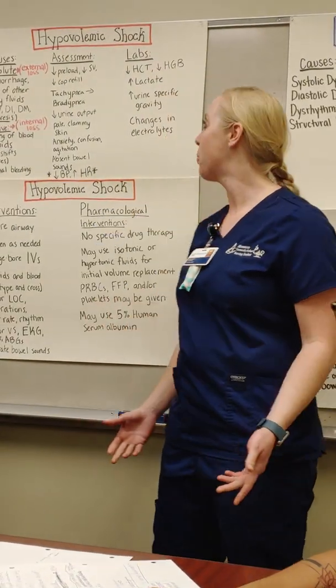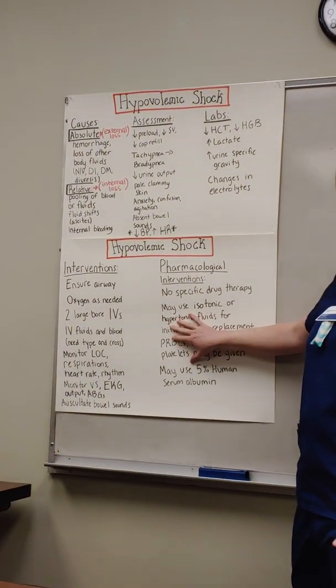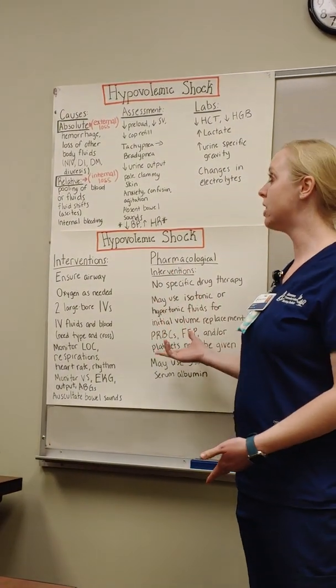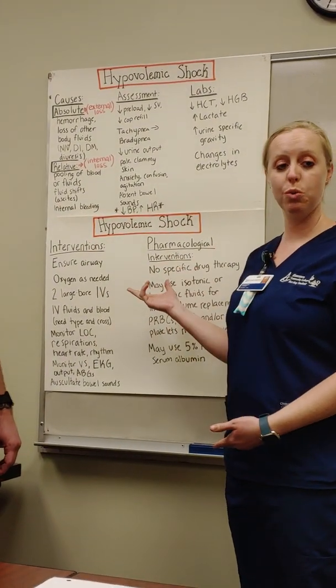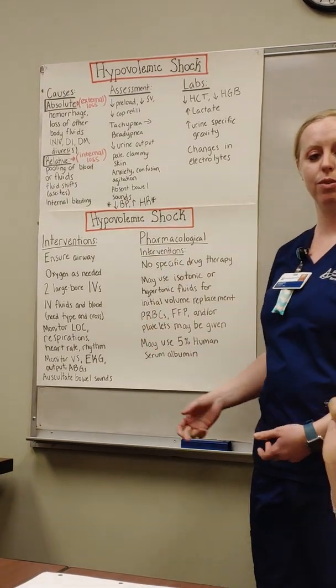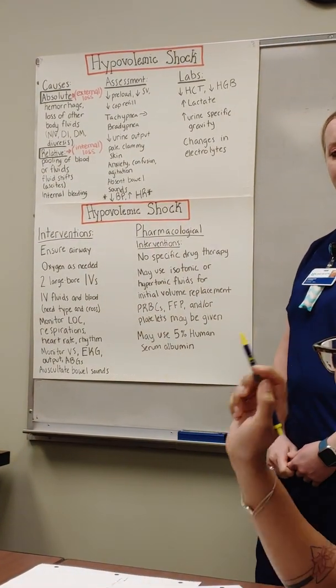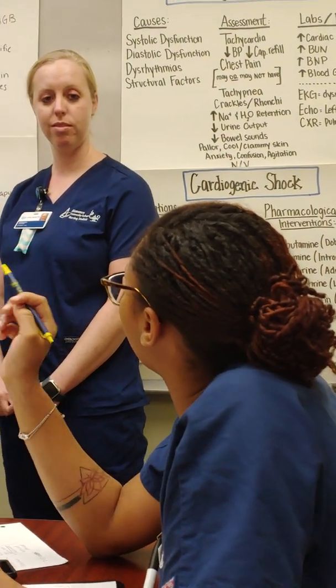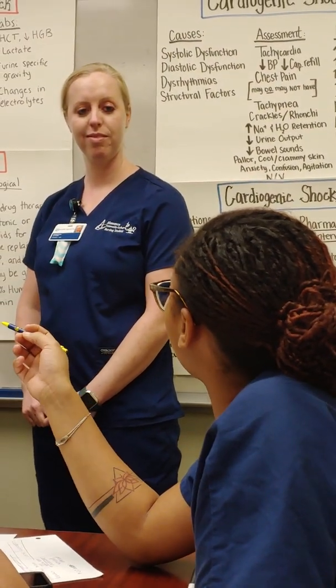To start with, we're going to start with hypovolemic shock. Causes of hypovolemic shock. There are two different types, absolute and relative. So I was looking in the book, absolute is any type of external loss of fluid and relative is any internal loss of fluid, right?